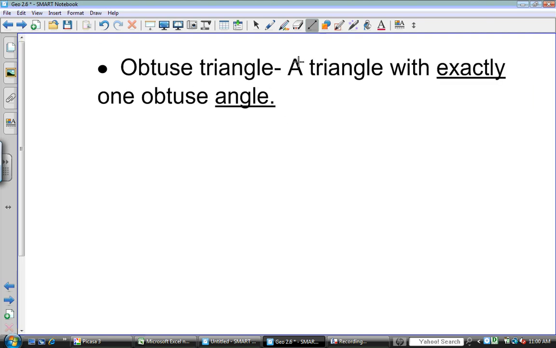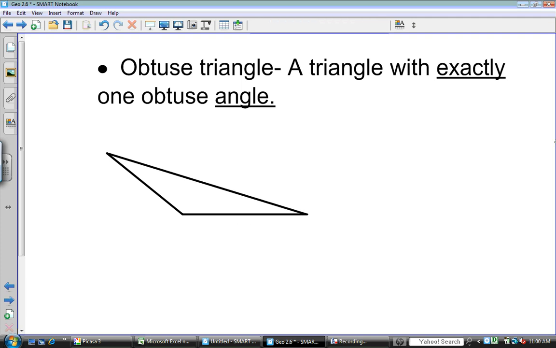An obtuse triangle is a triangle with exactly one obtuse angle. So we can make a triangle like this. Hopefully everybody can see that this angle here is greater than 90 degrees. 90 degrees straight up.